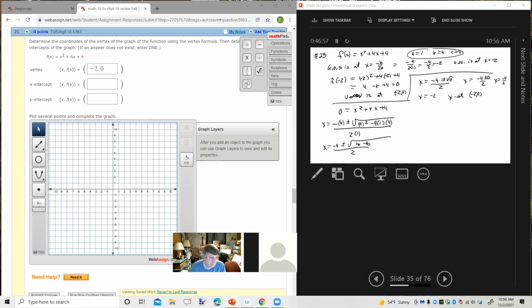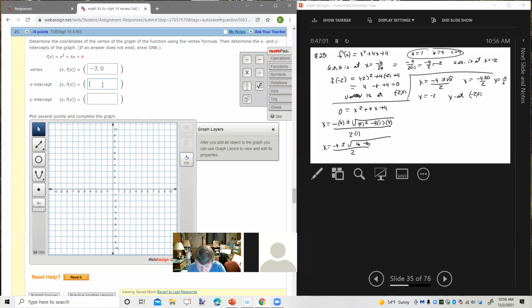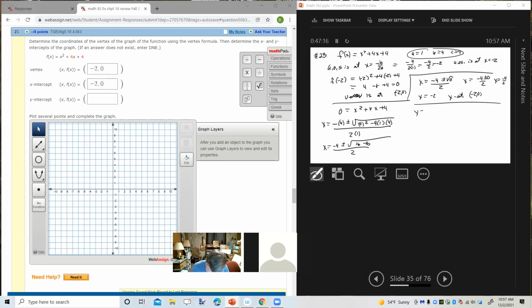We get a repeated root. There's just one. Oh, what do you know? The x-intercept is also the vertex. If the vertex lies on the x-axis, there can only be one x-intercept, right? Okay, the y-intercept, we would set x equal to 0. So that would be 0 squared plus 4 times 0 plus 4, which is 4. So the y-intercept is at (0, 4).